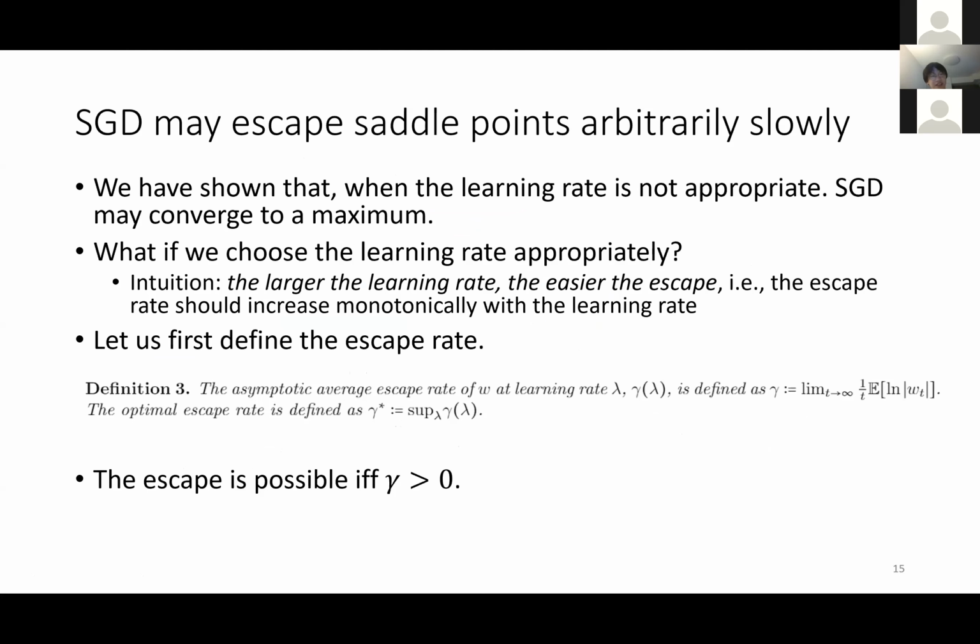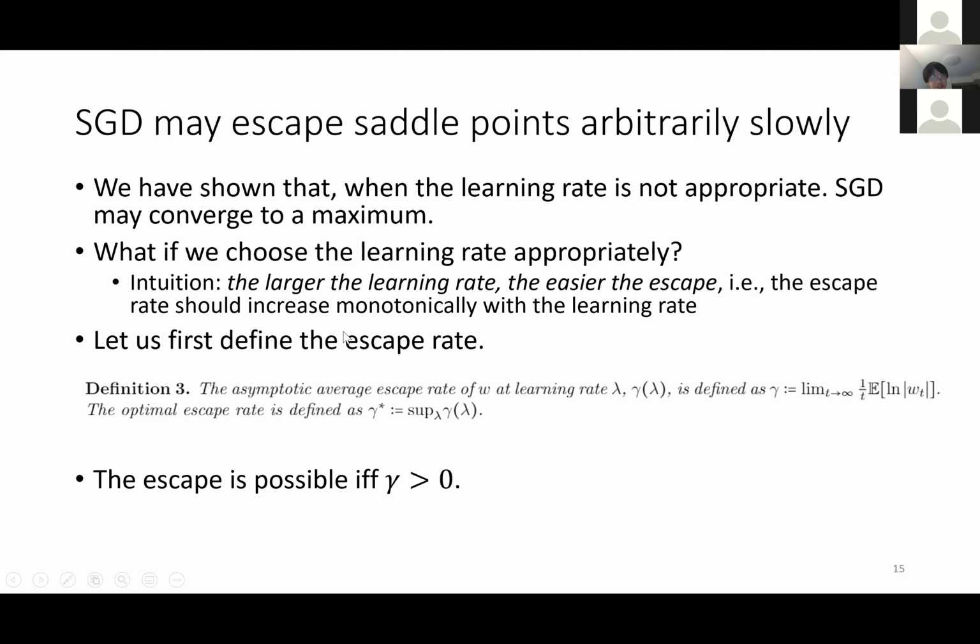So here is the second main result: SGD may escape saddle points arbitrarily slowly. We have shown that when the learning rate is not appropriate, SGD may converge to a maximum. But what if we choose the learning rate appropriately? Well, the intuition is that the larger the learning rate, the easier the escape should be, i.e. the escape rate should increase monotonically with the learning rate.